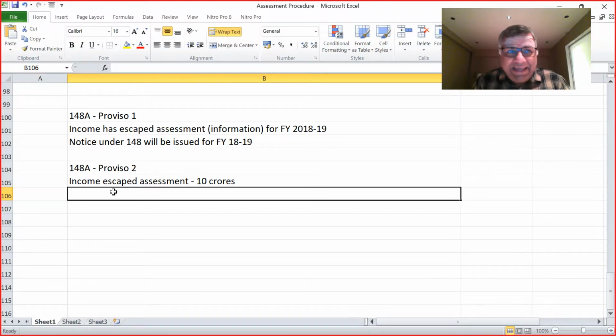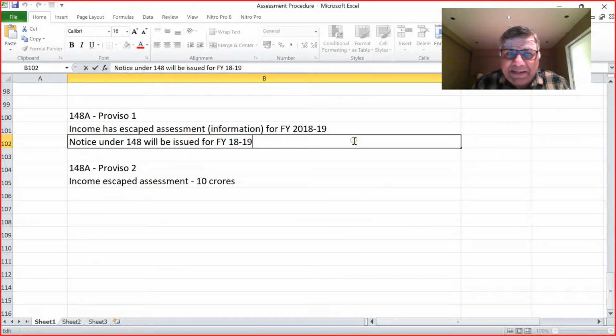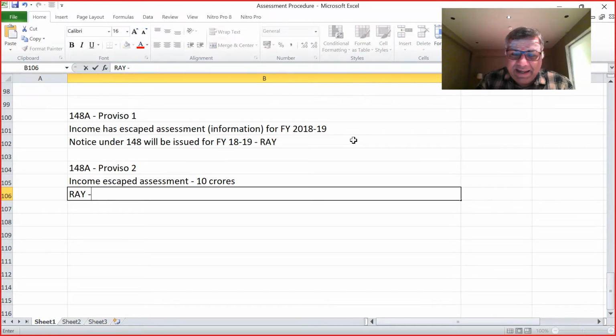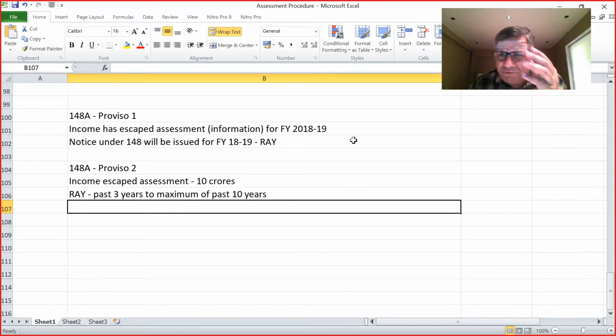So here the relevant assessment year is very clear. Relevant assessment year is that year for which I have information, when it is in proviso 1. When it is in proviso 2, the relevant assessment year can be the past 3 years to a maximum of the past 10 years. Law of limitation.